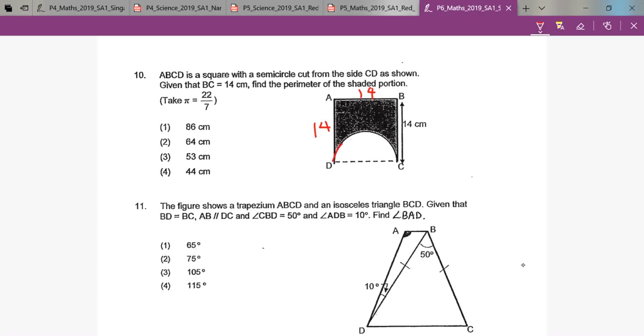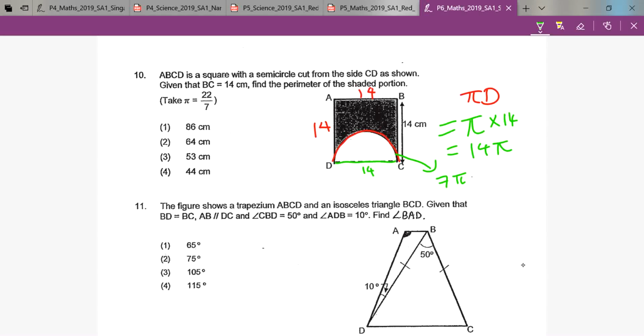Alright, and then now you have to find this arc here, which is basically half the circumference of a circle. How do you find the circumference of a circle? It's pi d, where d is the diameter. What is the diameter here? The diameter here in green is 14, right? We already mentioned that this is a square. So it's going to be pi times 14, which is 14 pi. But remember, this arc is only half of it, so it's going to be only 7 pi.